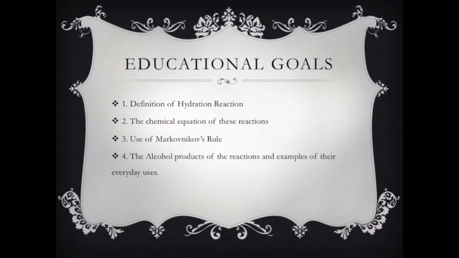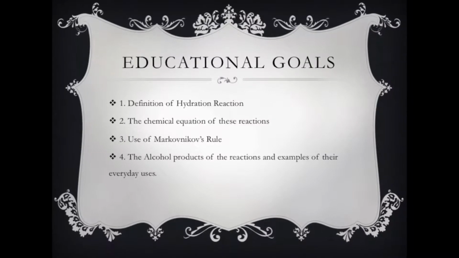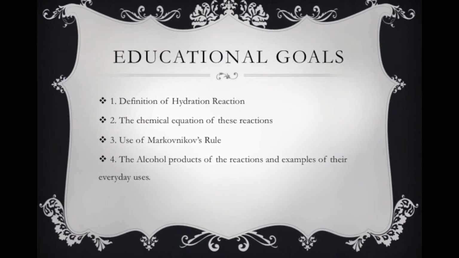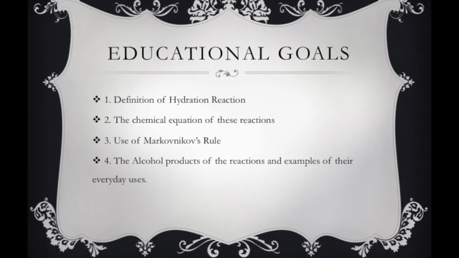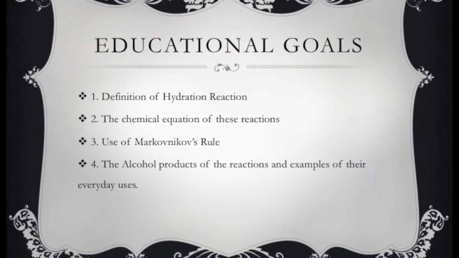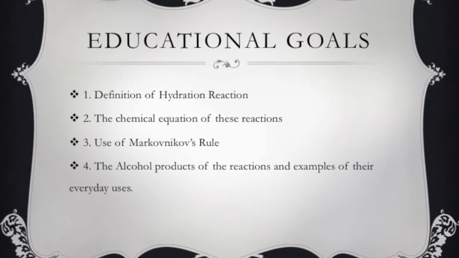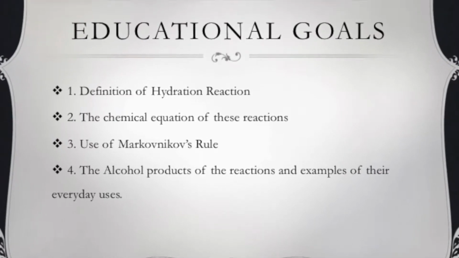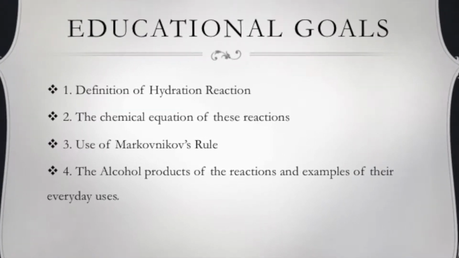In this video today, I'm going to talk about the preparations of an alcohol through the hydration reactions of an alkene. Today, I'm going to explore the definition of hydration reaction, how the process works through the chemical equation of these reactions, and the use of Markovnikov's rule in determining the major and minor products of these reactions. And most importantly, I'd like to talk about the alcohol products and their everyday uses.